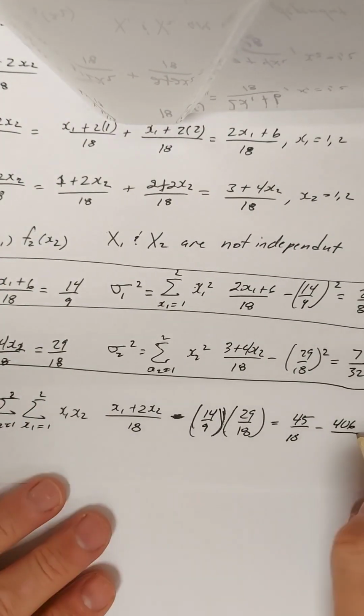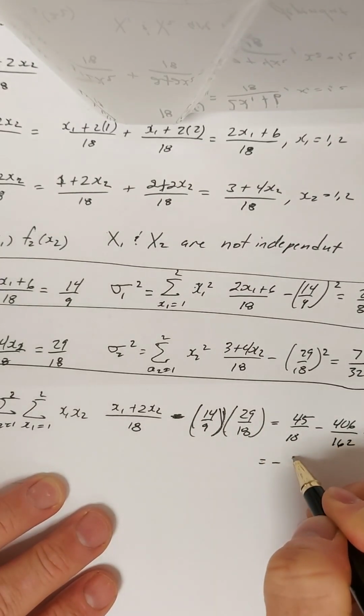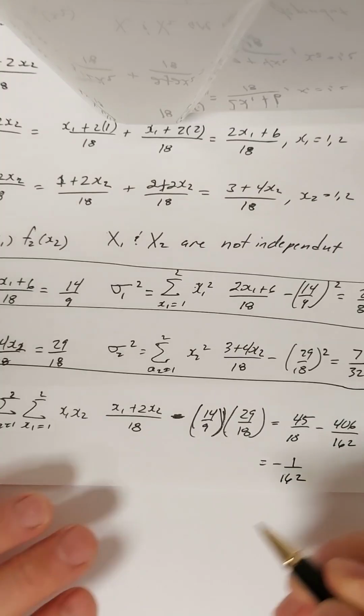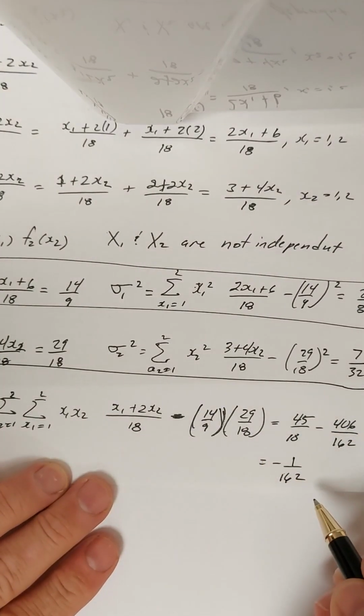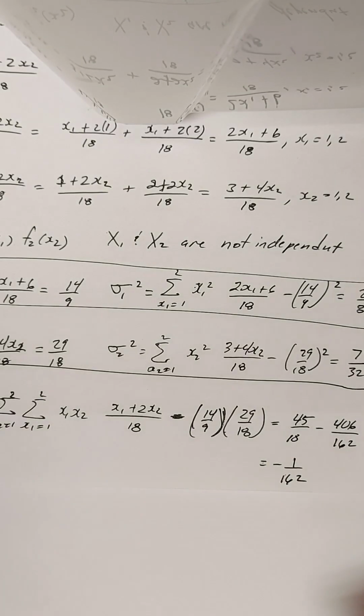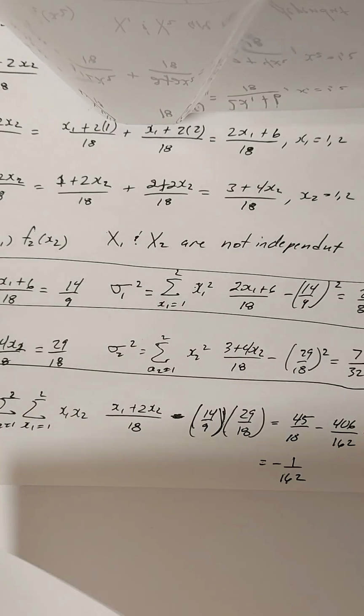Minus 4 over 6 over 162, and so this difference is equal to a negative, I think it's 1 out of 162 is what that turns out to be. So that's the covariance value, okay? And now we want to compute the correlation coefficient, rho.